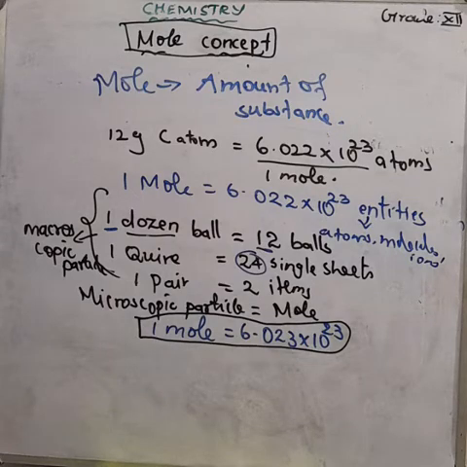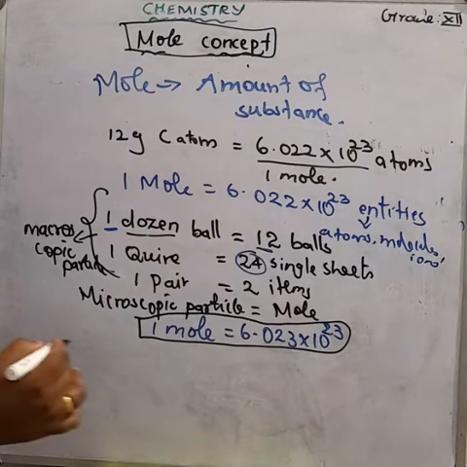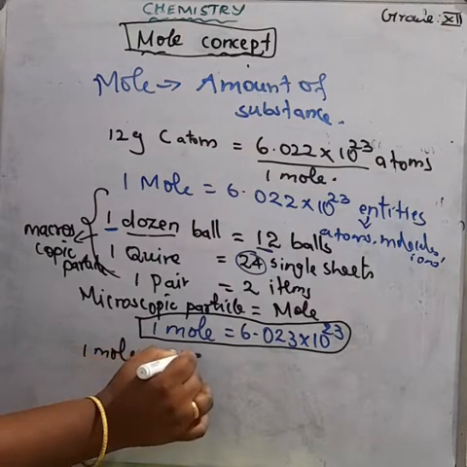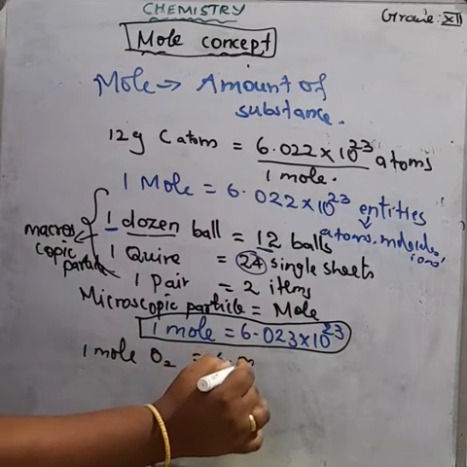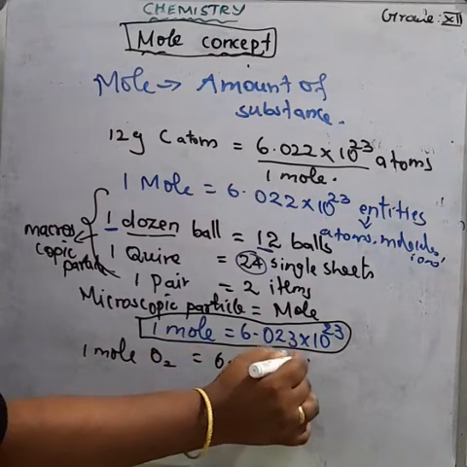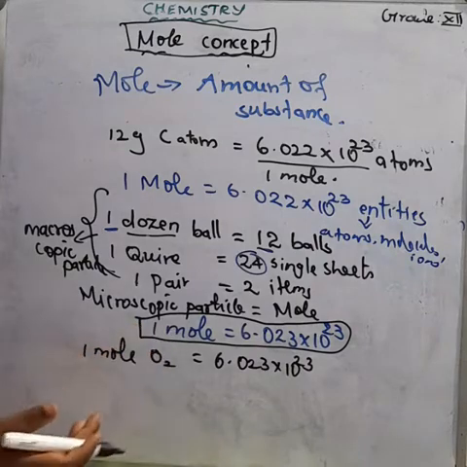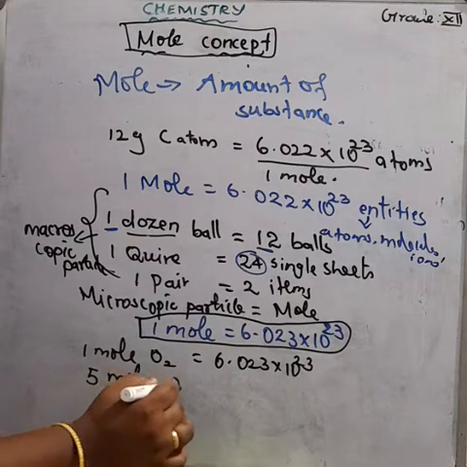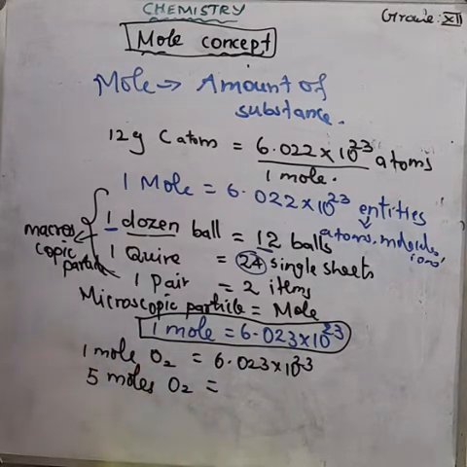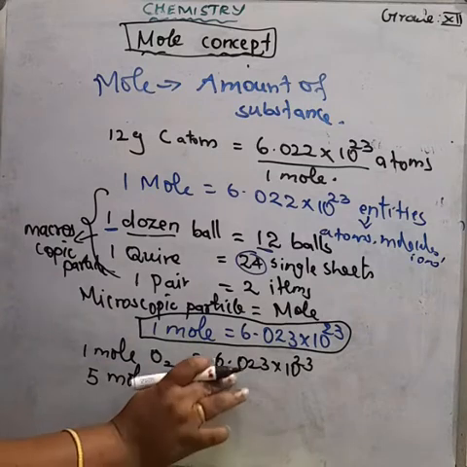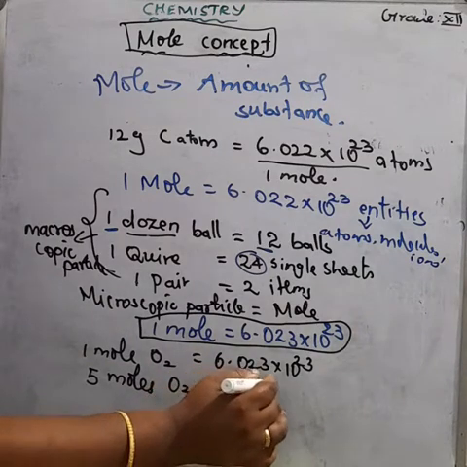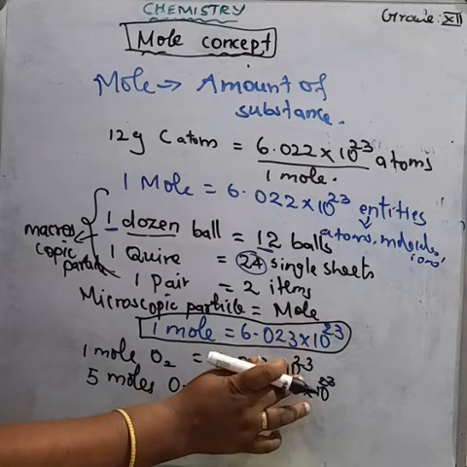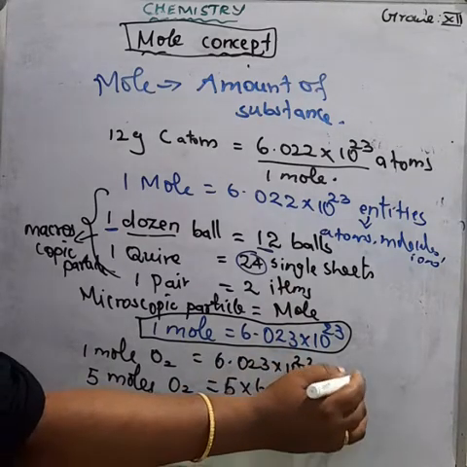For example, 1 mole of oxygen. 1 mole of oxygen contains how many atoms? 6.023 × 10^23 atoms. Okay, suppose we take 5 moles of oxygen. 5 moles of oxygen contain 5 × 6.023 × 10^23 atoms.